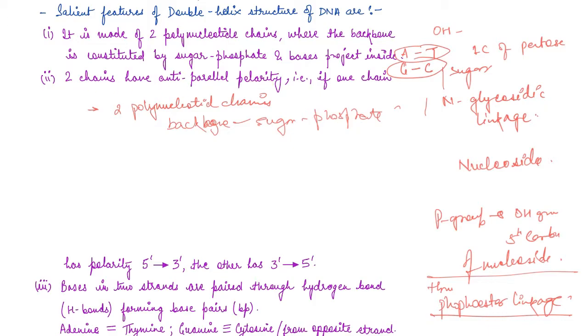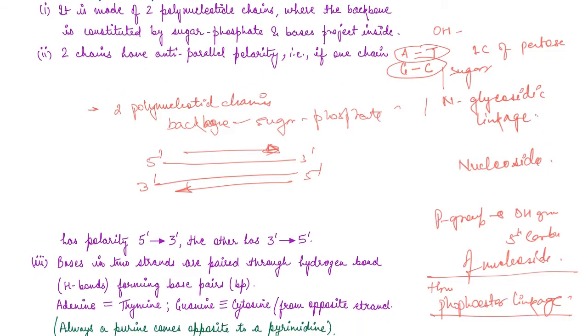The second feature is that the two chains have anti-parallel polarity. So, if this is the first chain and it runs 5 to 3, the other chain will be anti-parallel, running towards the opposite end. So this is the second feature.